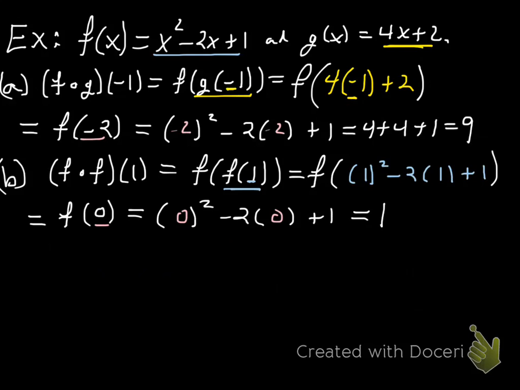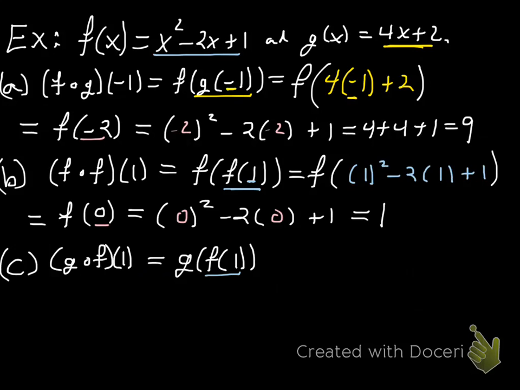And we get an answer of 1. Okay. We'll do one more. We can do either order. Now we're going to do g composed with f of, I believe, negative 1. Or maybe we'll do positive 1. Okay. Alright, so g composed with f of 1.